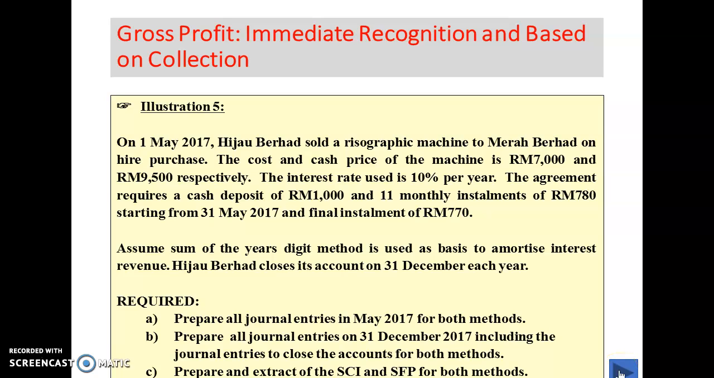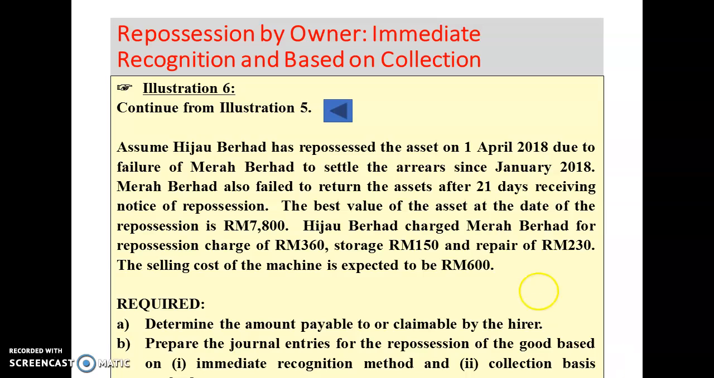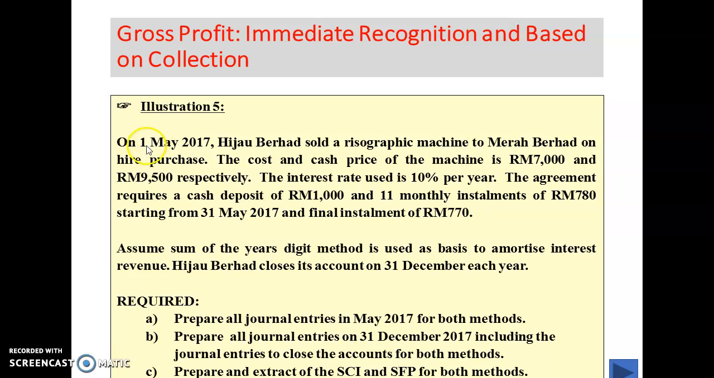Okay, now assuming we have this information earlier, what is the repossession information? Assume that Hijau Berhad repossessed the asset on 1st April 2018, because Merah has failed to settle the installments since January 2018. The hire purchase began in May 2017, so the hirer has successfully made the installments for May, June, July, August, September, October, November, December. So it's been 8 months already.